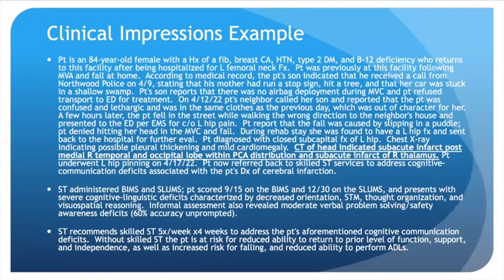Here is a clinical example from one of my facilities that I work at. As I mentioned before, I work in skilled nursing facilities throughout Northwest Ohio. This particular patient was an 84-year-old female with a history of AFib, atrial fibrillation, so heart problems, breast cancer, hypertension, type 2 diabetes mellitus, and vitamin B12 deficiency, who returns to this facility after being hospitalized for a left femoral neck fracture. The patient was previously at this facility following a motor vehicle accident and a fall at home.